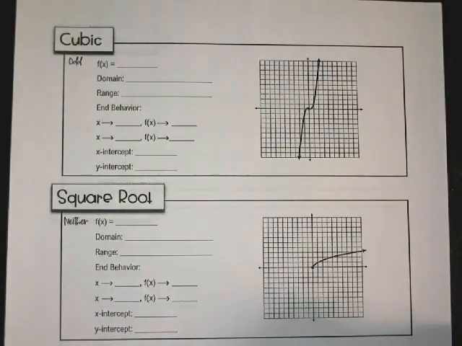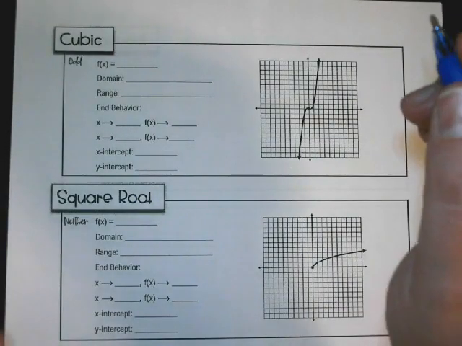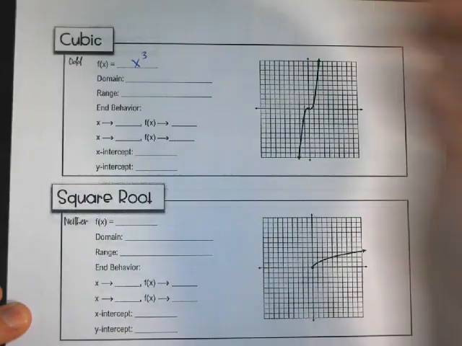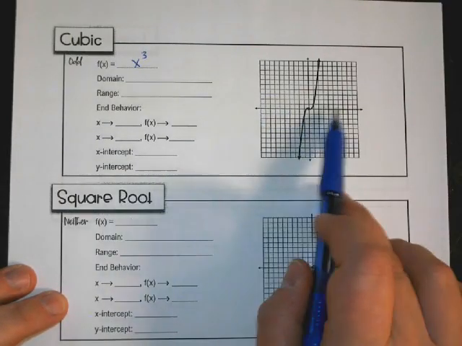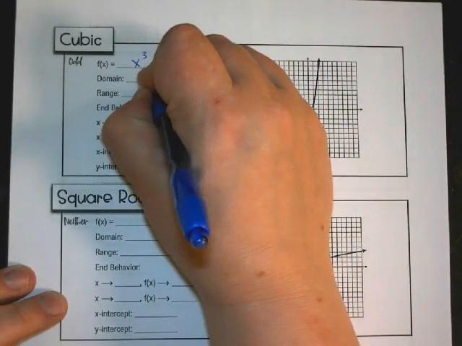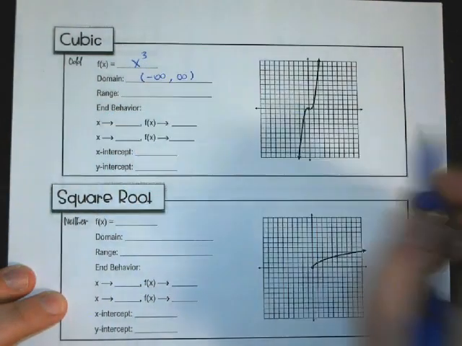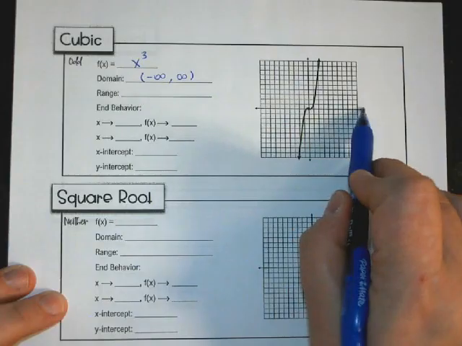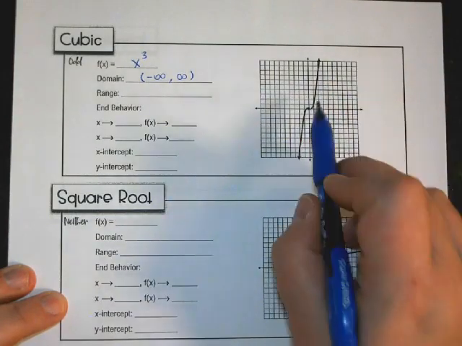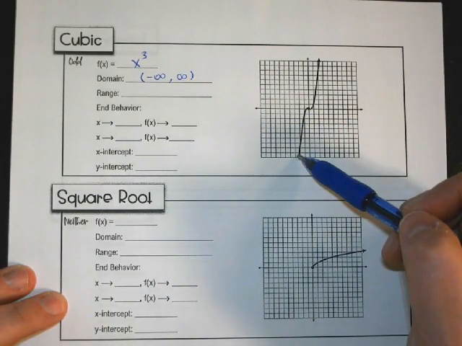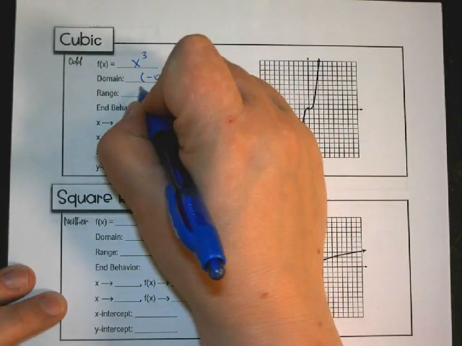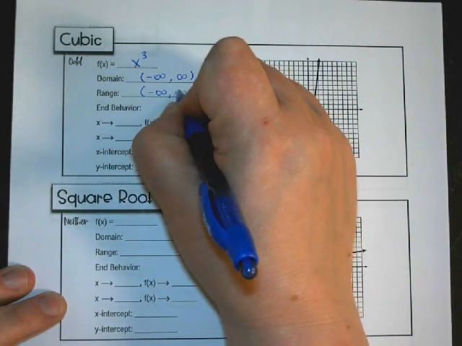Okay, cubic is next. Cubic is going to have a parent function that looks like x to the third, x cubed. There's no restriction on what I can put in for x. I can put anything in, so my domain is negative infinity to positive infinity. If I put in increasingly large values of x, I will get increasingly large values of y. Same thing here, if I put in increasingly negative values of x, I will get increasingly negative values. So that means that my range will be negative infinity to positive infinity.